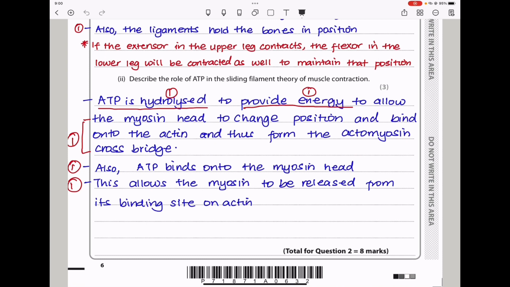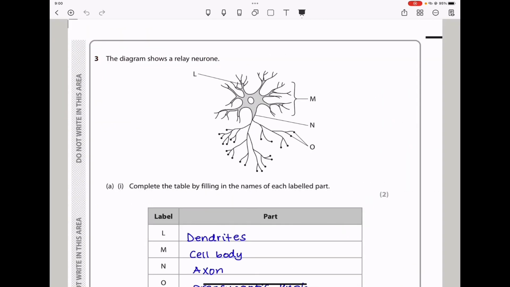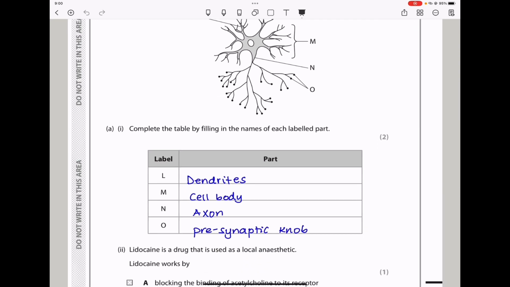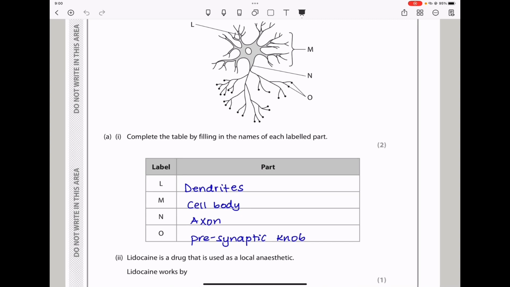So this brings us to the end of question 2. Let's continue to question 3. Question 3. The diagram shows a relay neuron. This is the example of a relay neuron. They say complete the table by filling the names of each labeled part.